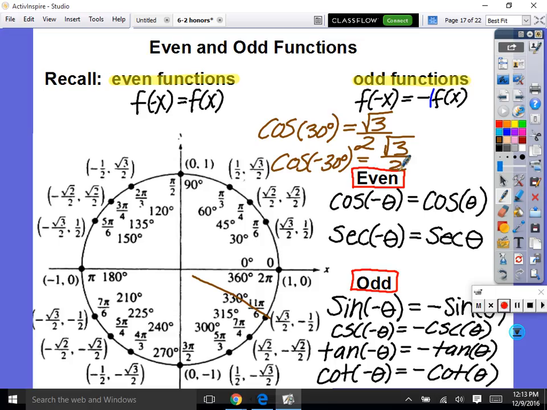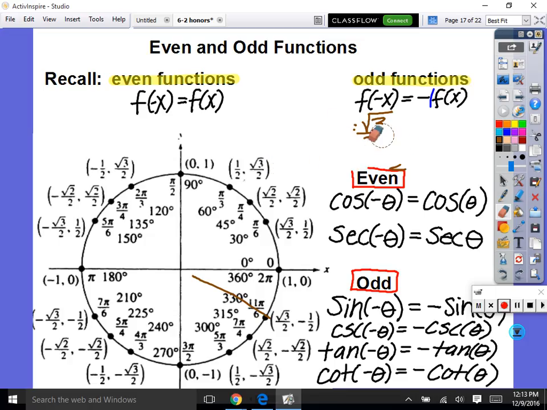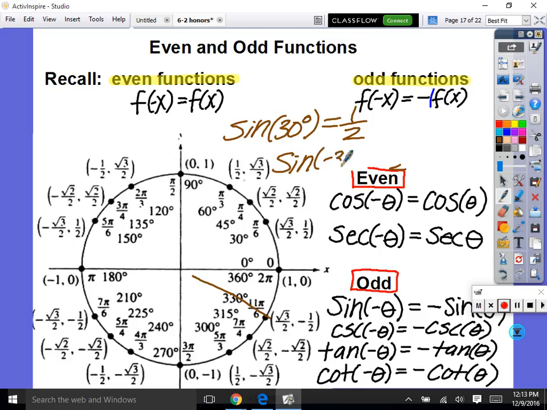Yeah? Okay, let's do sine just for fun. Let's consider sine of 30 degrees. Sine of 30 is 1/2. Now let's see if it's even or odd by plugging in a negative. So we're going to consider sine of negative 30 degrees, which is negative 1/2. So when we plugged in a negative, we got out negative 1 times the original function. So that makes it odd. Everybody feeling good? Okay. Awesome.